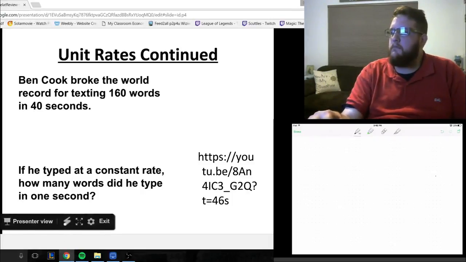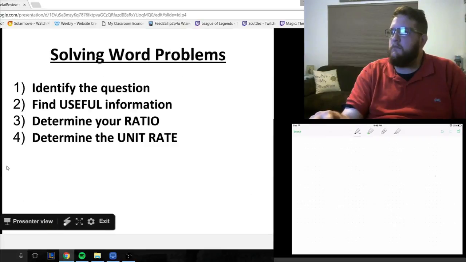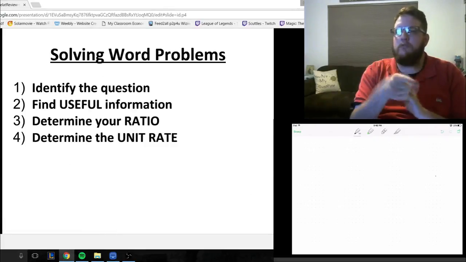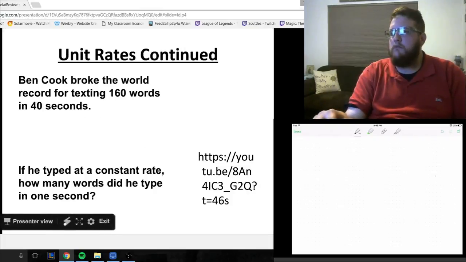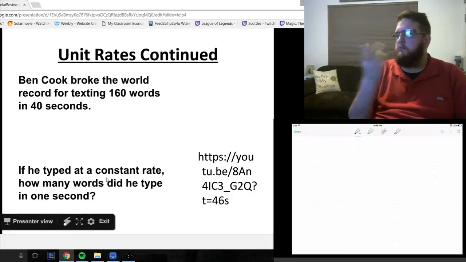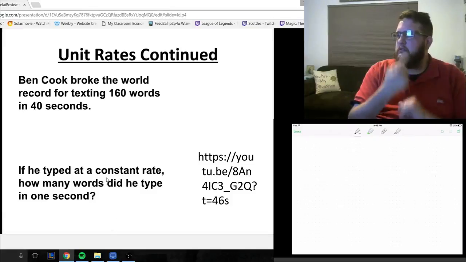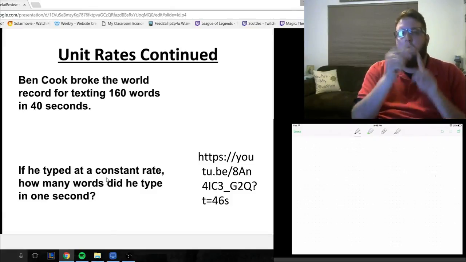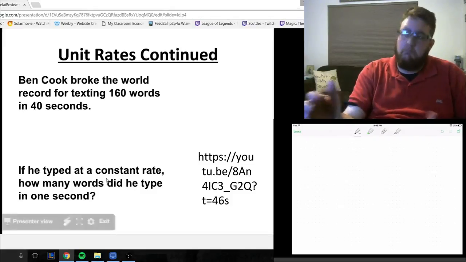So the first thing we have to do is identify the question. So we have to figure out what this is asking. Well, if you'll notice in the second paragraph, it says right there, how many words did he type in 1 second? So we've identified the question.